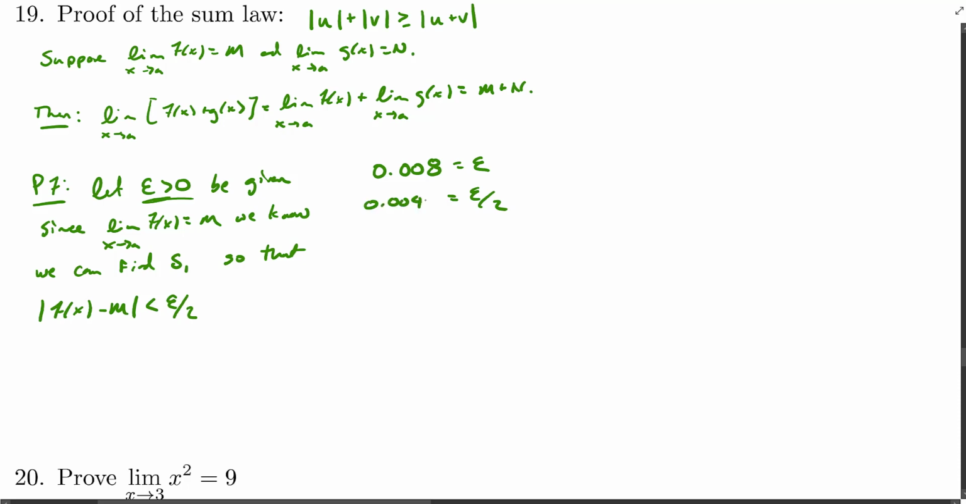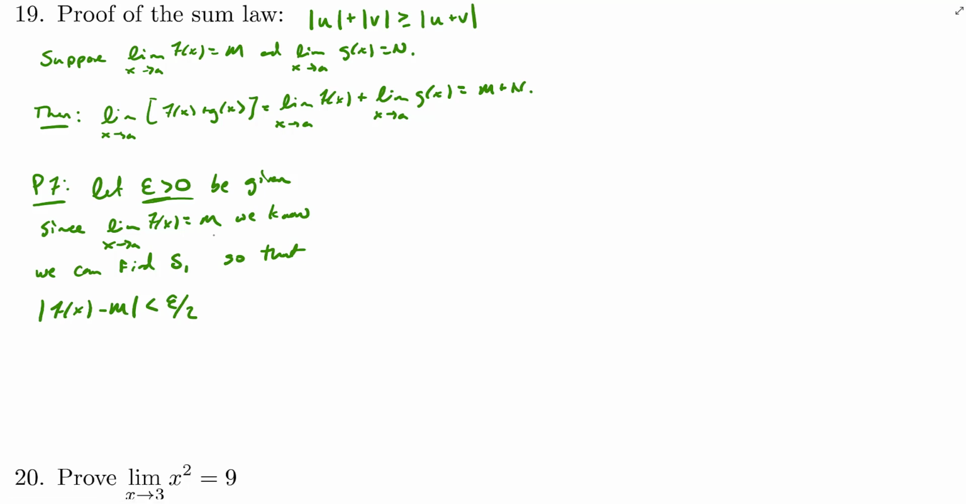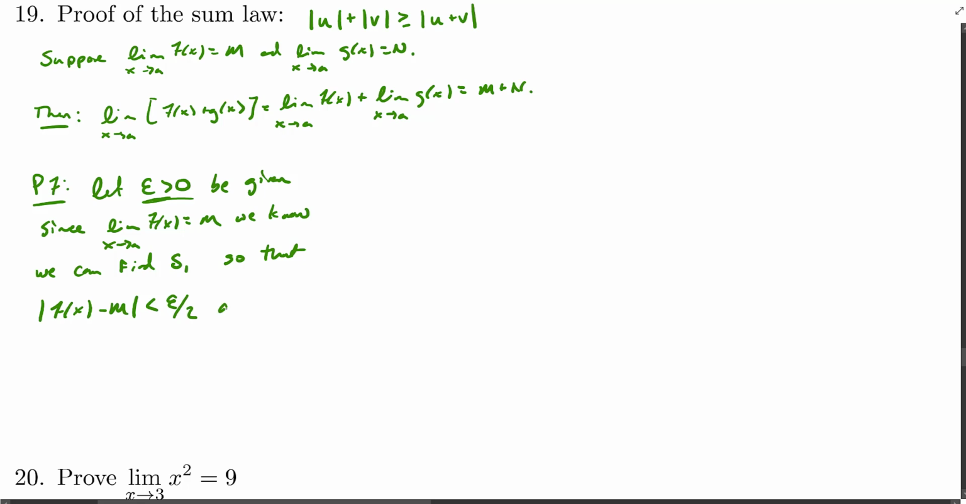We know that can be done because the limit as x approaches a of f of x exists. We know that can be done as long as 0 is less than the absolute value of x minus a is less than what I'm calling delta 1. So the distance between f of x and its limit can be made as small as we want as long as we get within some delta strip, which I'm calling delta 1 here. The reason I'm using delta 1 is because I'm actually going to have 3 deltas in this problem.